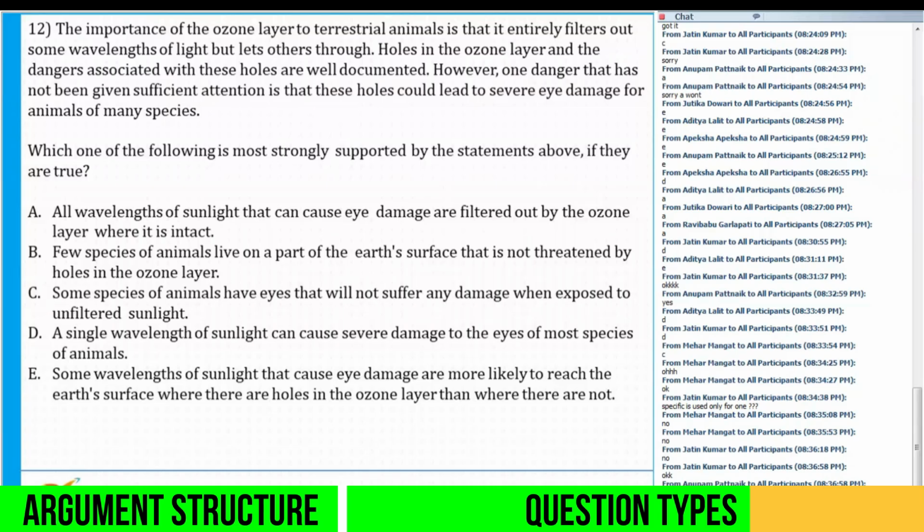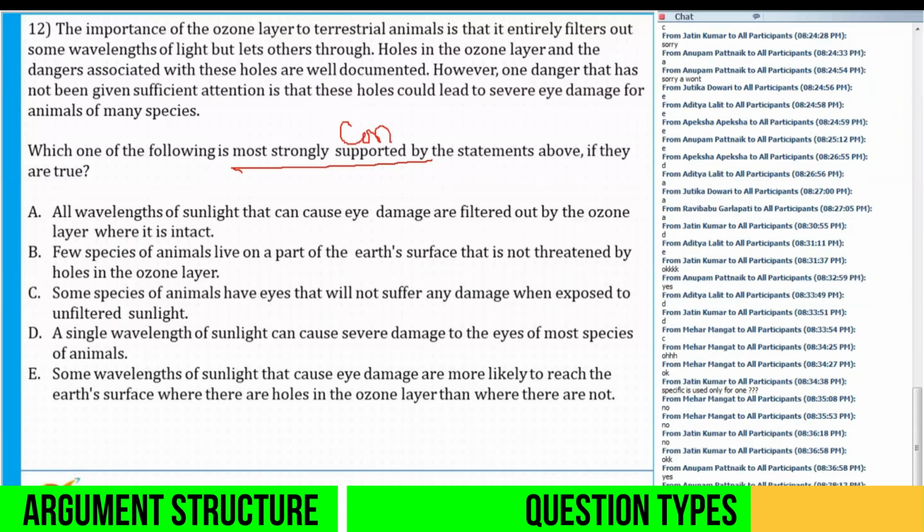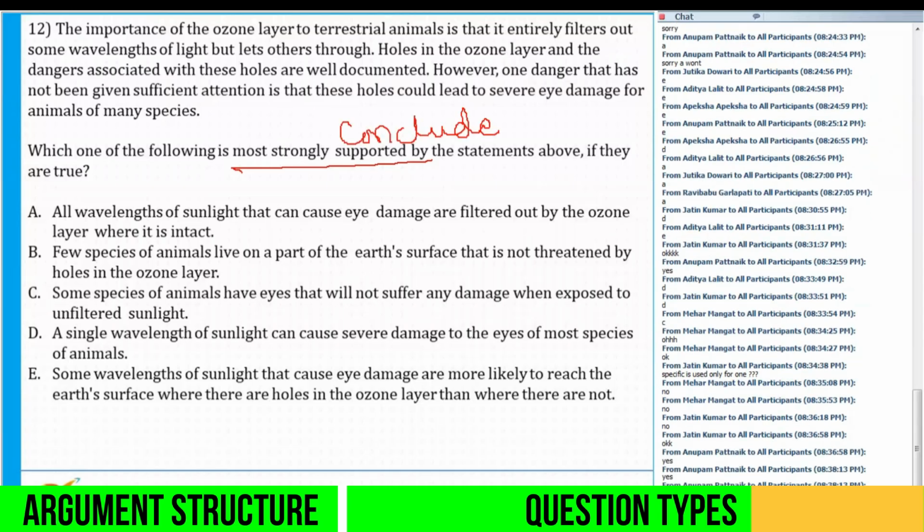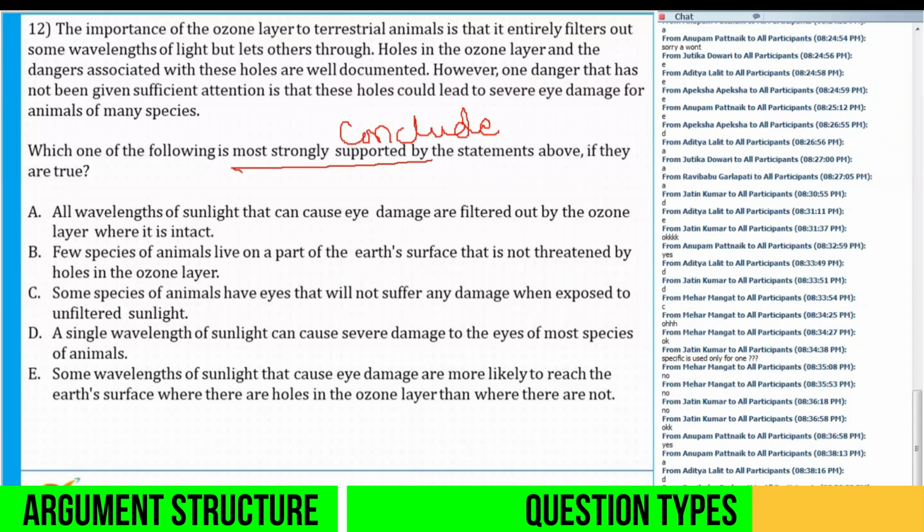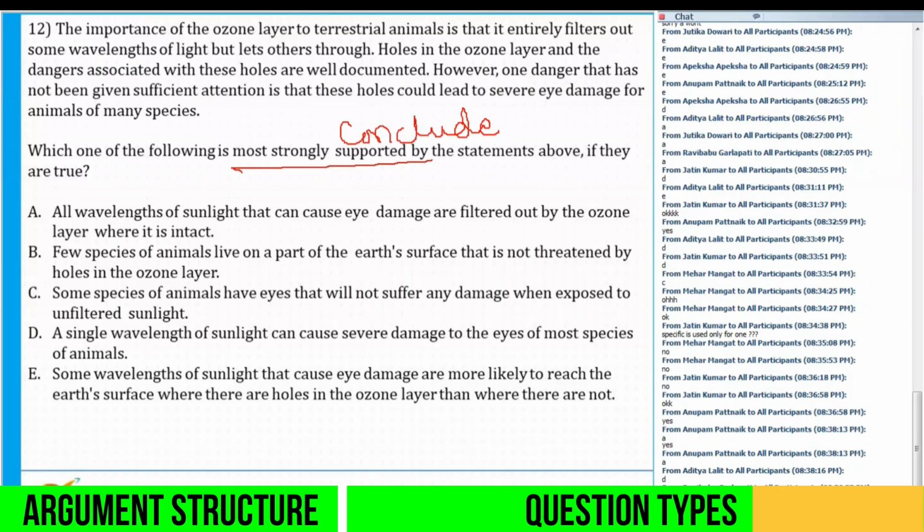Now, what is he asking? What is the question? Which of the following is most strongly supported means what can you conclude from the above? Can you conclude A? All wavelengths of sunlight that can cause eye damage are filtered out by the ozone layer where it is intact. Can we conclude this?